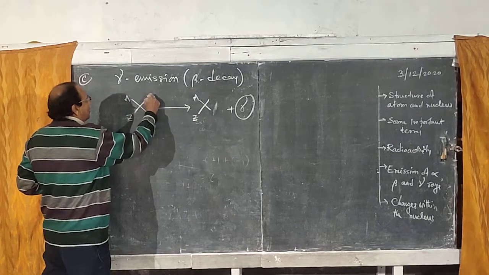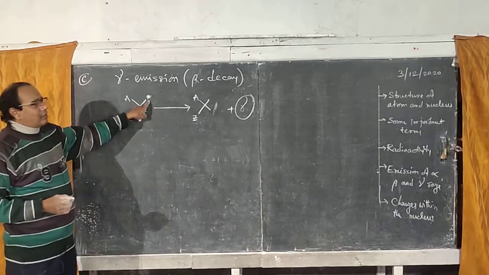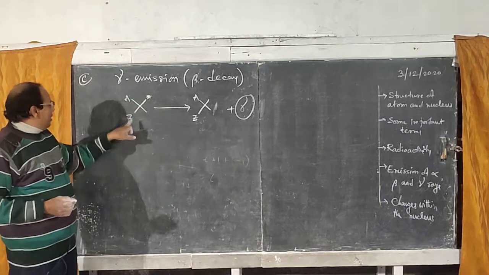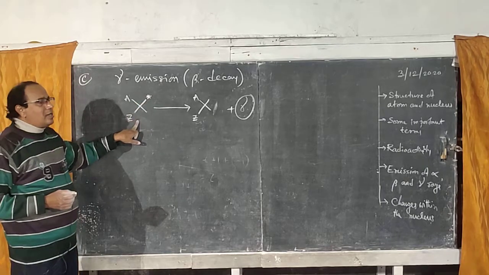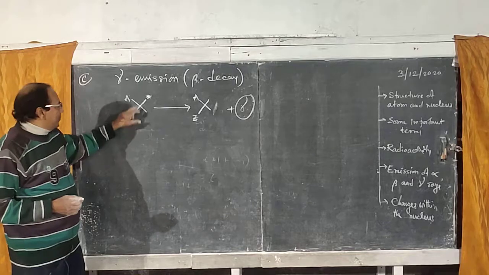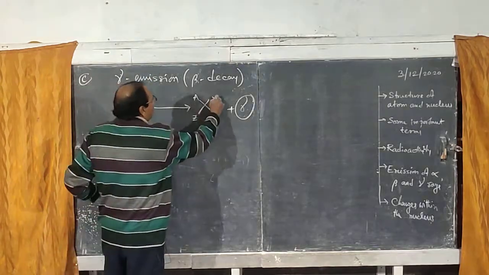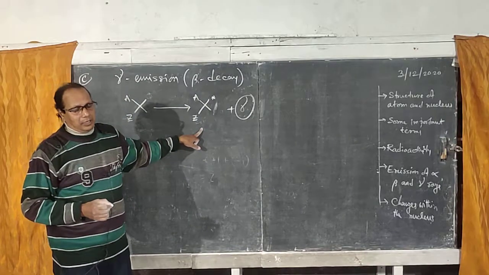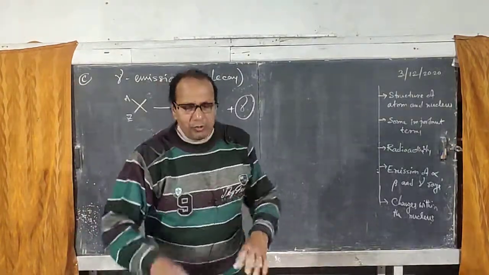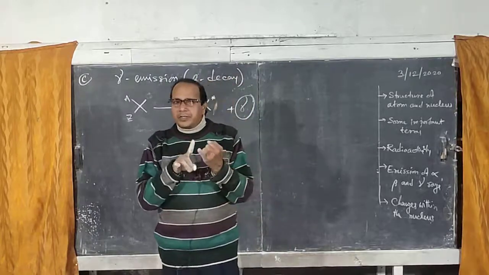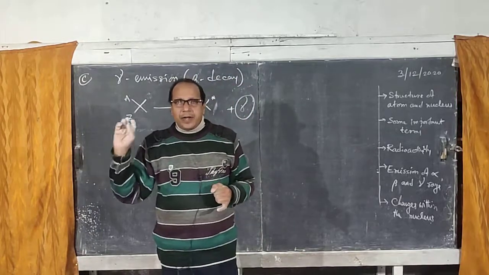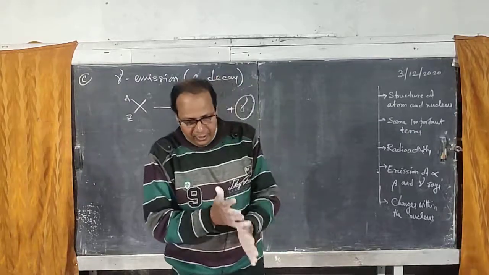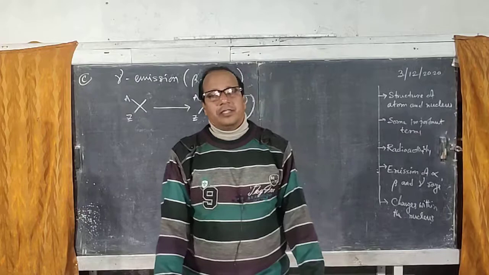So for this excited state, I can use an asterisk mark. This asterisk mark shows that here the parent nucleus is in an excited state. If the asterisk mark comes here, we can say the daughter is in an excited state. So we can conclude that gamma emission takes place when either the parent nucleus or the daughter nucleus is in an excited state. Okay, so I have discussed more or less everything.